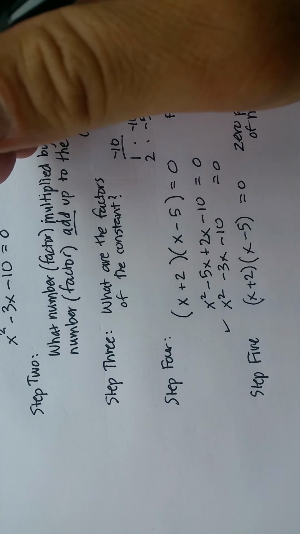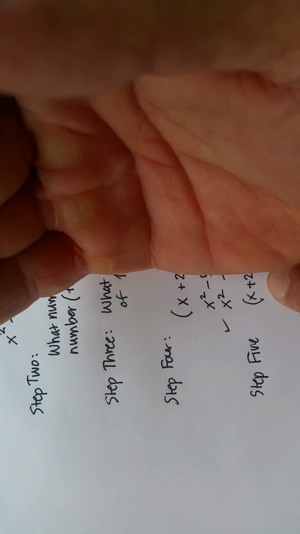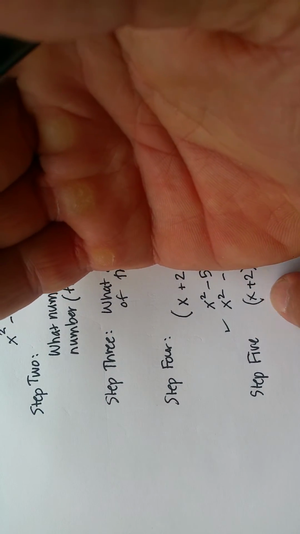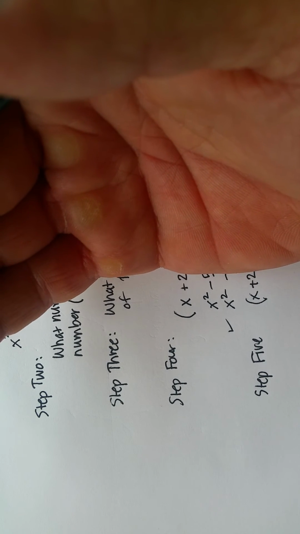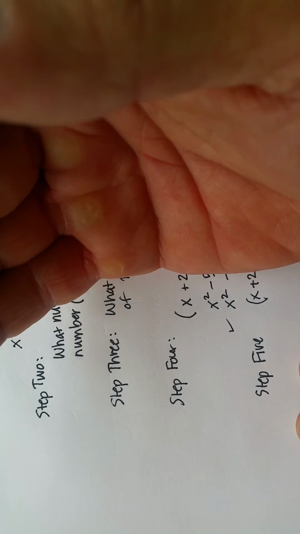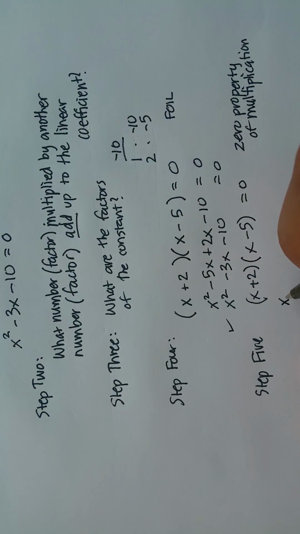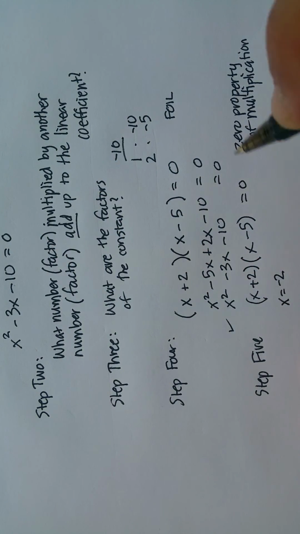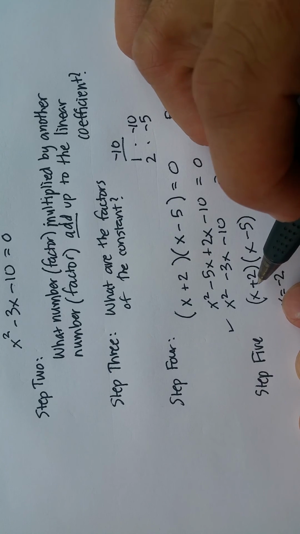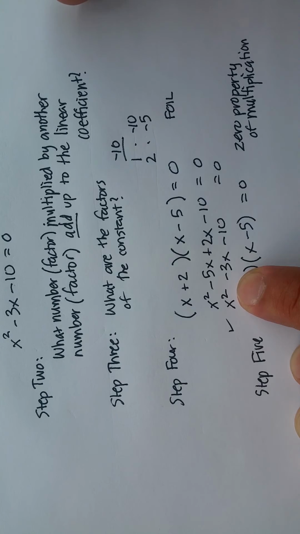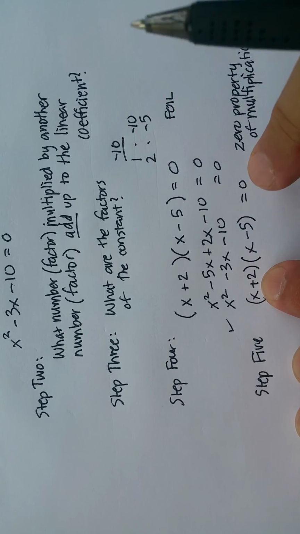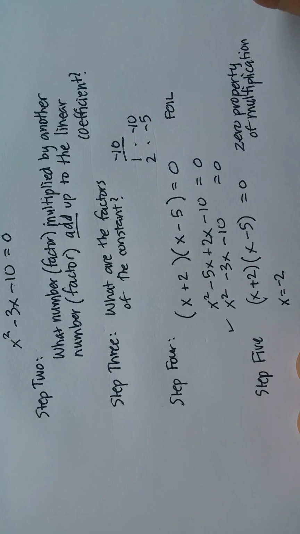So let's make this one equal to 0 first. X plus 2. What x do I need to make x plus 2 equal to 0? Negative 2, don't I? So let's just make x equal to negative 2. When I go negative 2 plus 2, it gives me 0. Negative 2 minus 5 is negative 7. 0 times negative 7 is 0. So this one works.